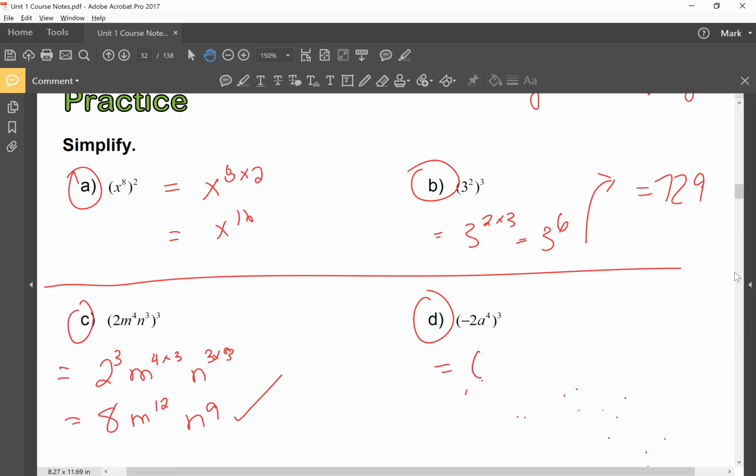So D is -2 in brackets cubed a to the 4 times 3. So this would be -8 a^12. Excellent. Thank you, Nasser, Fatima, Mateb a while ago.